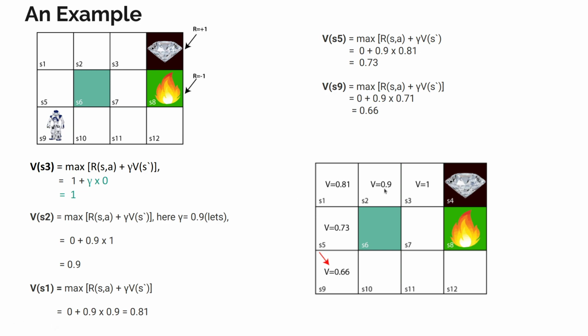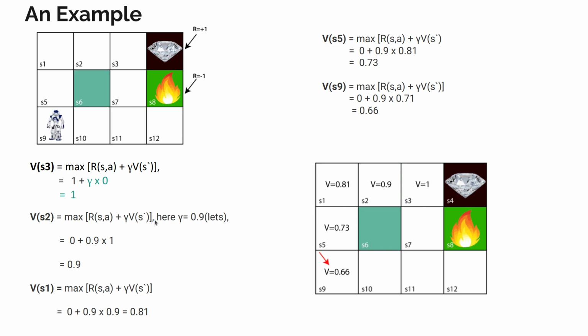We are in V of S2 and we have options. Let's check it. Should I go right or left? There is no way the optimal action is going left, because going right I'll reach S3 and from S3 I can reach the goal. So it is saying right. I'll take this action, I'll go to the right.